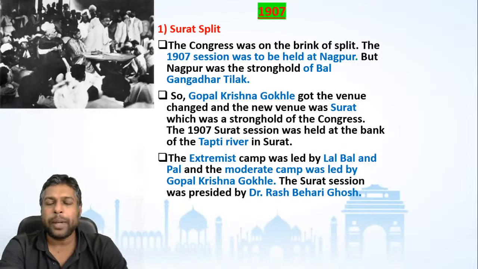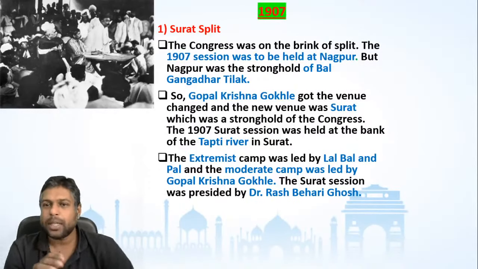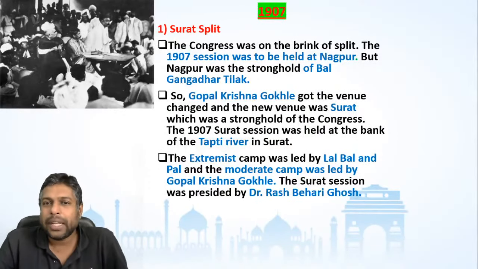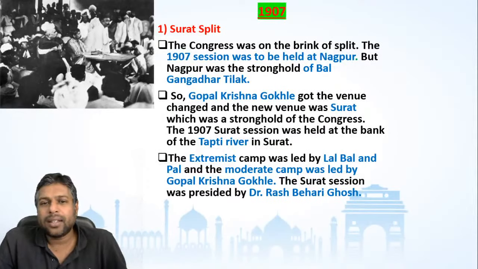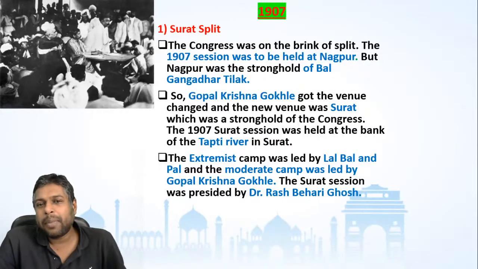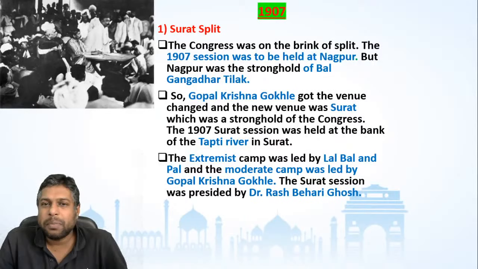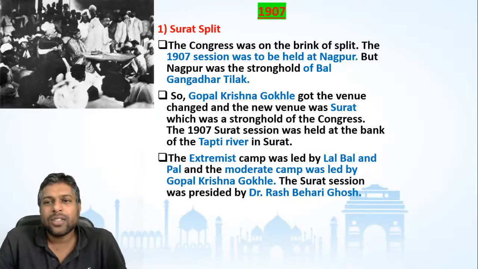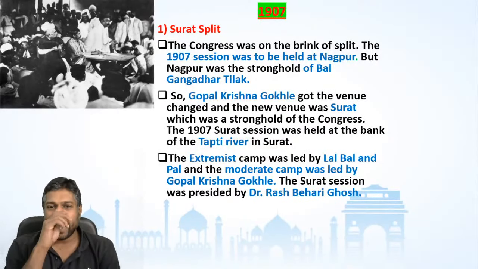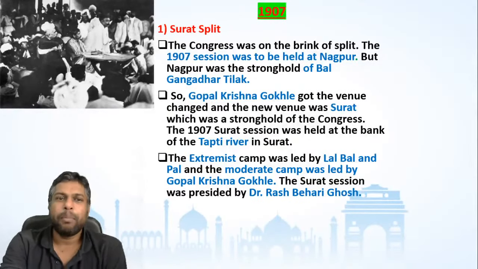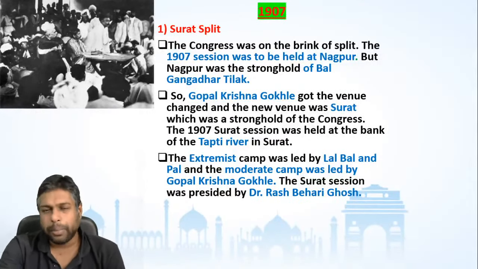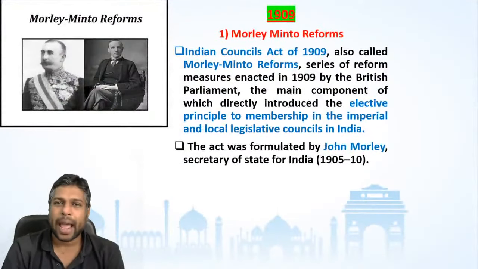The Surat split is finally when the moderates and the extremists went their separate ways, right? The extremist camp was led by Lal, Bal and Pal, which most of you know. Lal is Lala Lajpat Rai, Bal is Bal Gangadhar Tilak, and Pal is Bipin Chandra Pal. So these three ultimately led the extremist faction of the Congress, and the complete split had essentially happened.